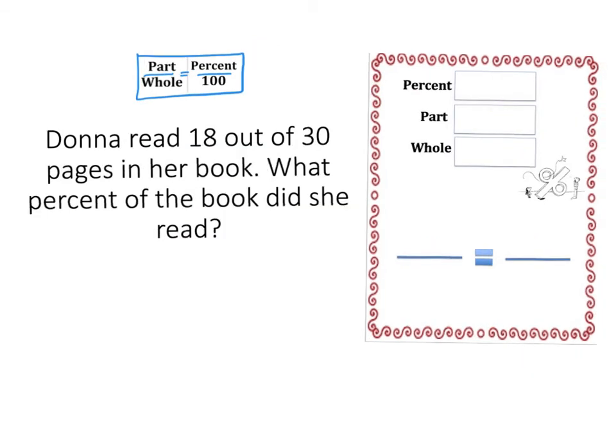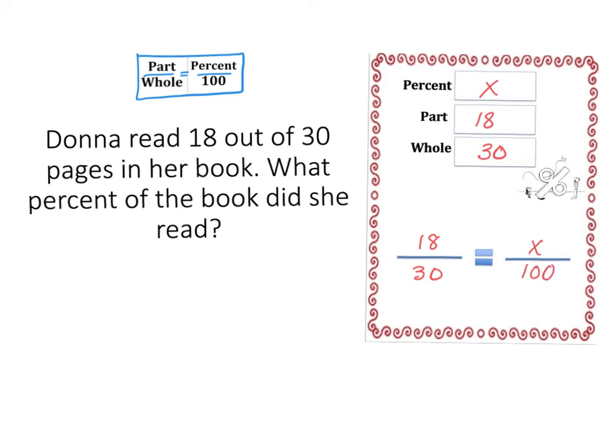Okay, kiddos, here's just one more to reinforce the process. The problem reads, Donna read 18 out of 30 pages in her book. What percent of the book did she read? So again, we have to identify our 3 items over here. Our percent, we do not know this time, so I'm going to use an x there. Our part is 18 and the total or whole amount is 30. So if I follow my proportion, part over whole, that would be 18 over 30. And we don't know the percent over 100, or x over 100.